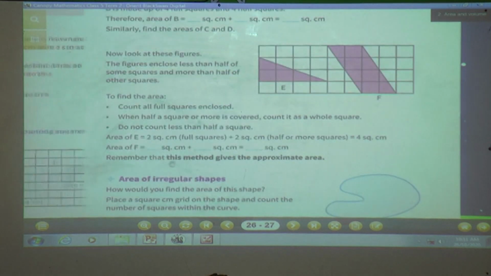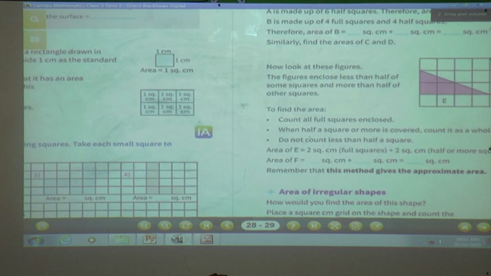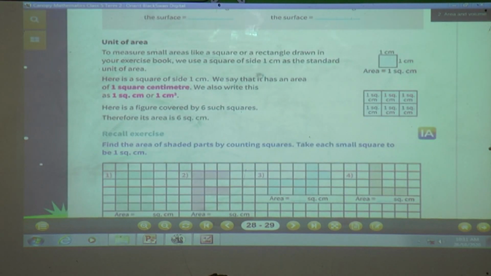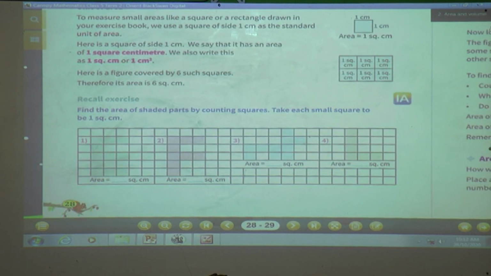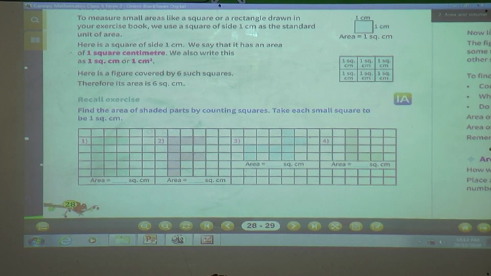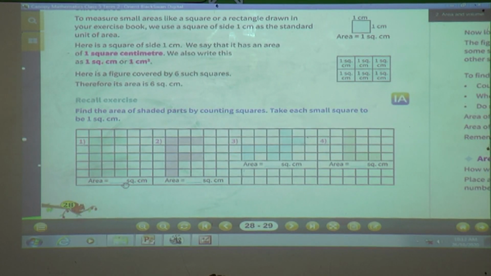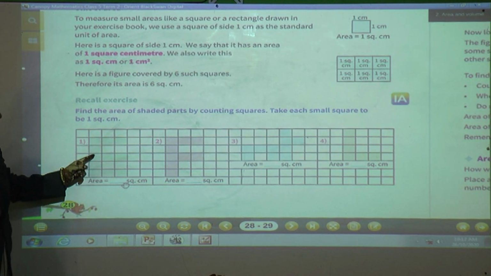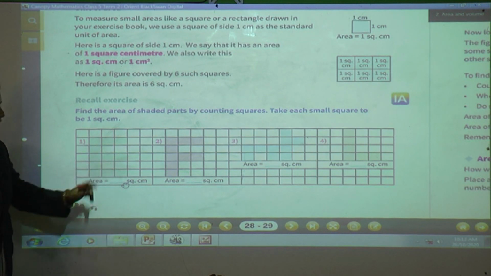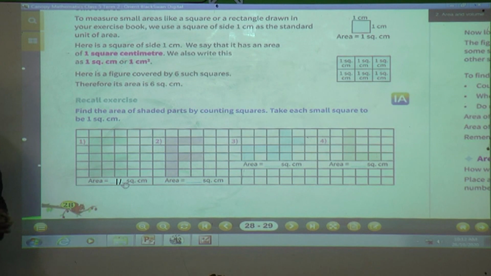Here, page number 28. See. Students, unit of area. The unit of area we measure in square centimeter or square meter. Okay. So here in the recall exercise, find the area of shaded parts by counting squares. So you just need to count the squares, you will get the area. Okay, like this. See, shaded part 1, 2, 3, 4, 5, 6, 7, 8, 9, 10, 11. So the area is 11 square centimeter.